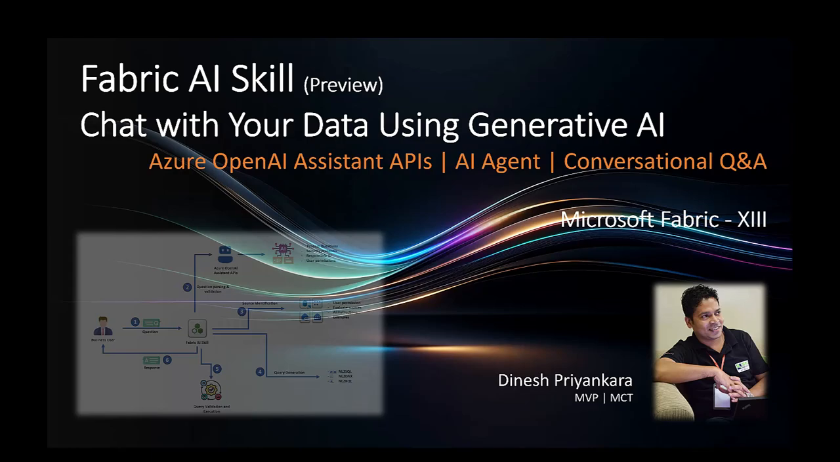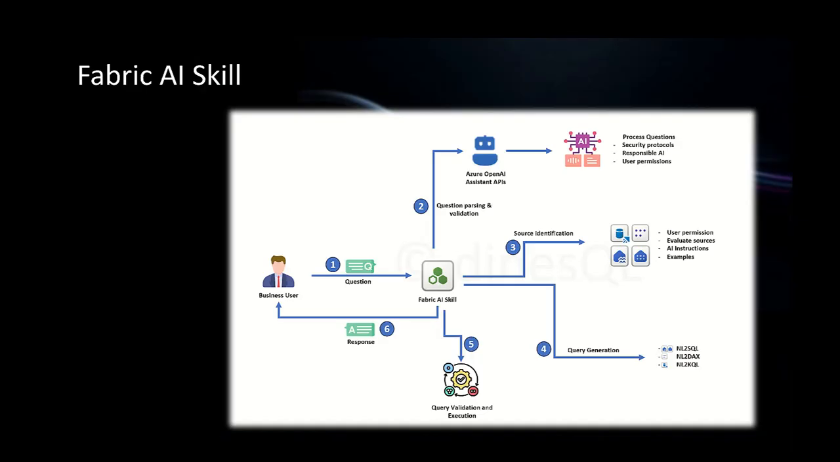Okay, what is Fabric AI skill? Fabric AI skill is a Fabric item, just like the way you have been creating lakehouses, warehouses, and KQL databases. You can get this AI skill created. All you have to do is open the workspace, click on New item, and then search for AI skill. Click on the tile, give it a name, and click on Create. Then you'll see the configuration interface.